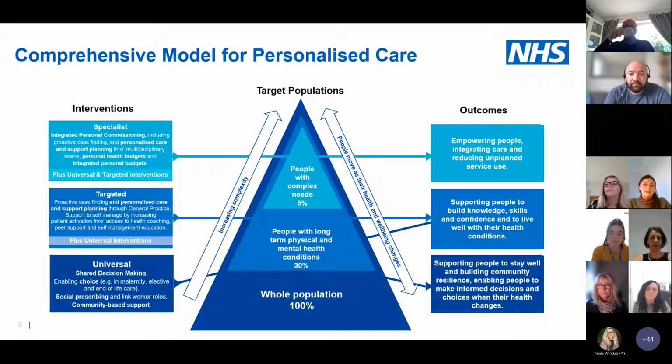And people being able to feel like they can make informed decisions and choices about their day-to-day life and health choices, as well as when their health changes. So that's the whole population. And then we've got the smaller triangle, the mid triangle, which is the targeted, proactive support for people who we know have long-term health conditions and mental health conditions. So helping them to build knowledge, skills and confidence to be able to live well with those health conditions, and giving them the support they need to be able to do that.